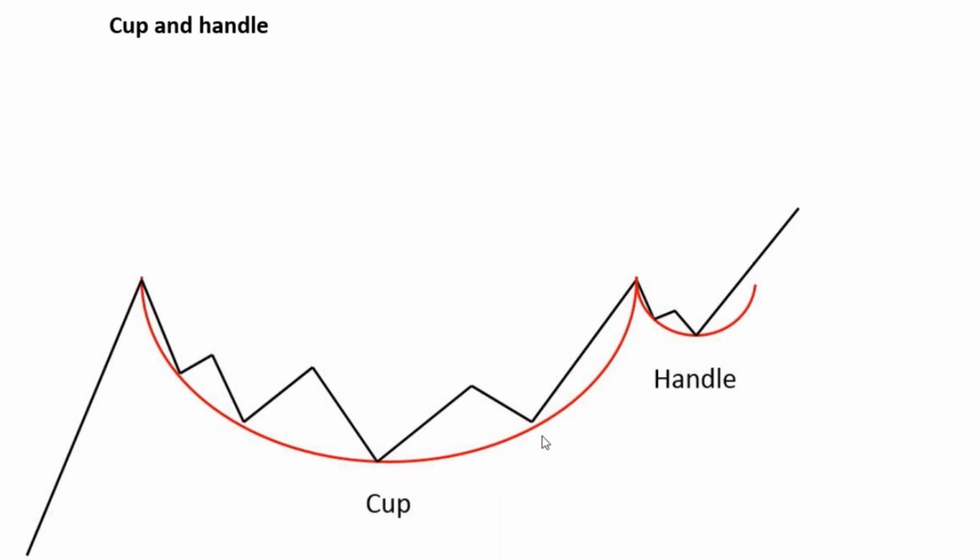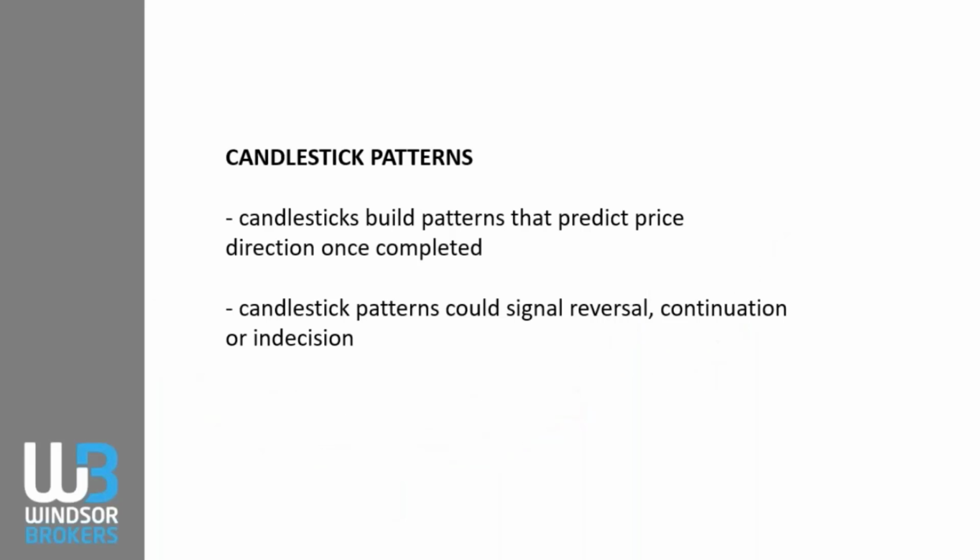So cup and handle is one of the popular chart patterns that could show us and indicate that something will be developing in the market. In this case, we're talking about continuation patterns. So that is another popular continuation pattern we have just presented. And now, in addition to the chart patterns, we have candlestick patterns.